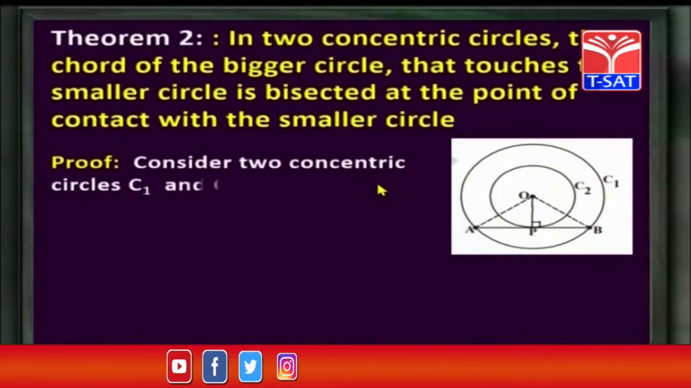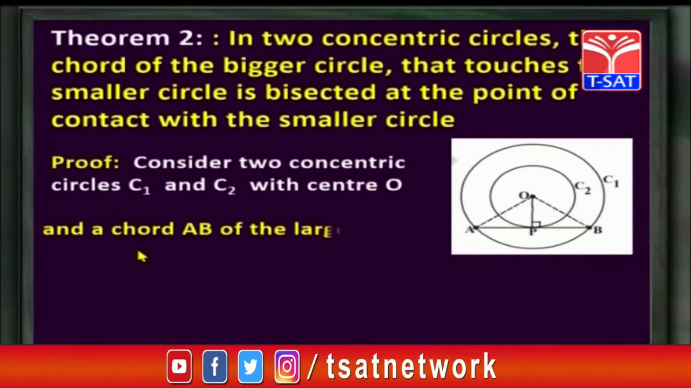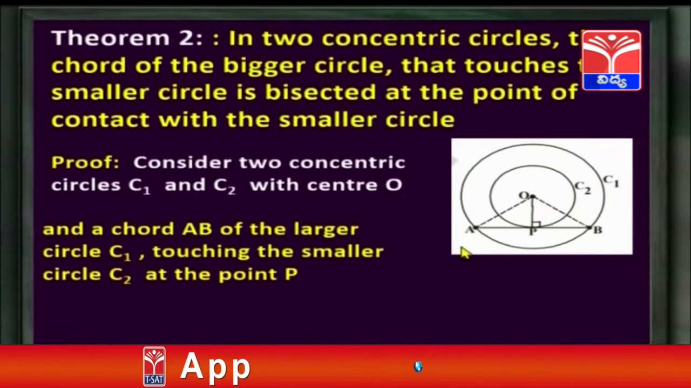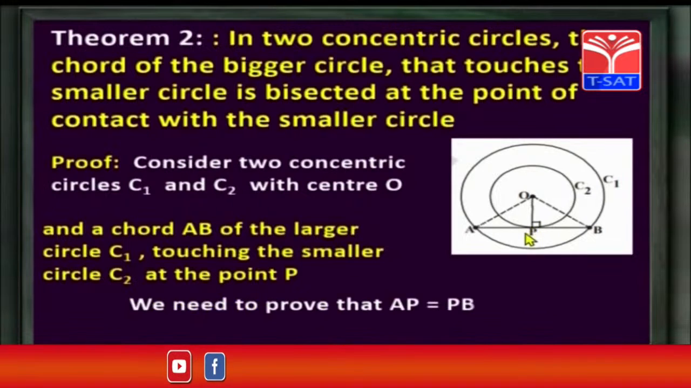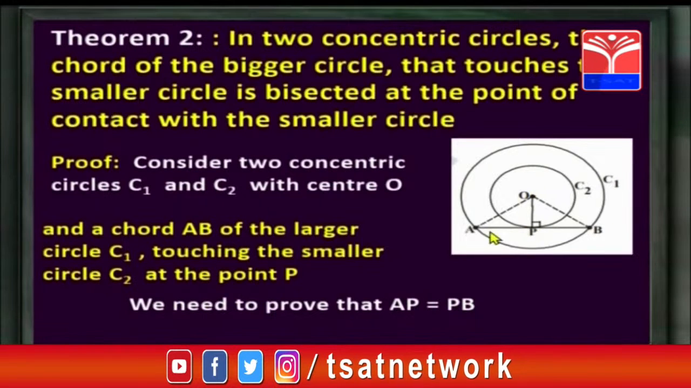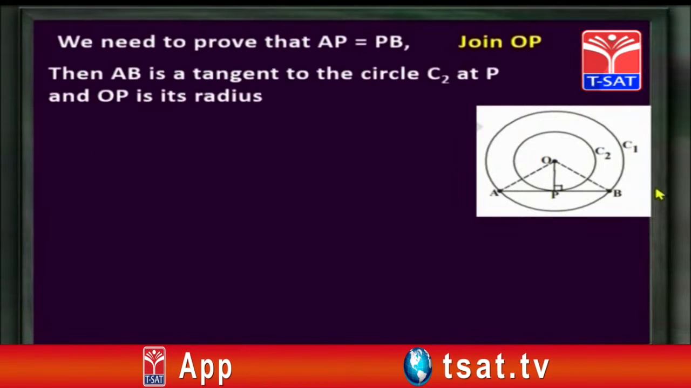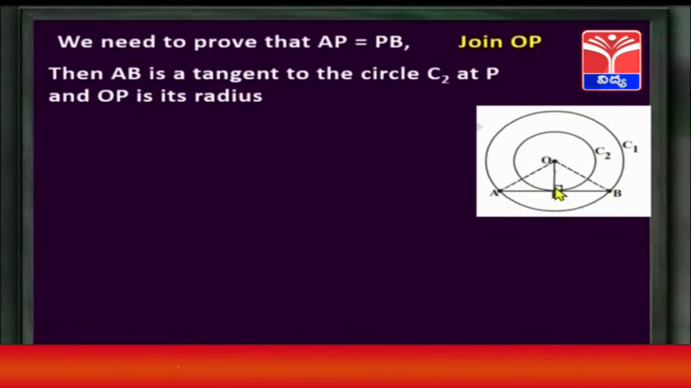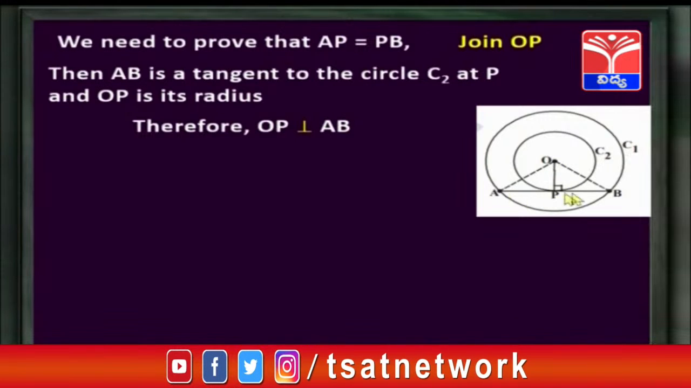Consider two concentric circles C1 and C2 with center O, and a chord AB of the larger circle C1 touching the smaller circle C2 at the point P, which is the point of contact. Now, we need to prove that AP is equal to PB. That means OP is bisecting AB. For that, first join OP. AB is a tangent to circle C2 at P, and OP is its radius. Therefore, OP is perpendicular to AB.